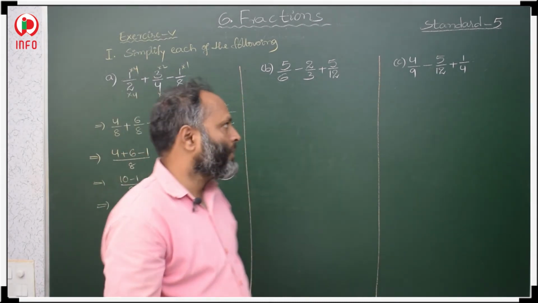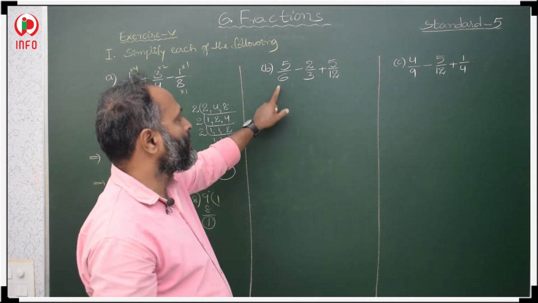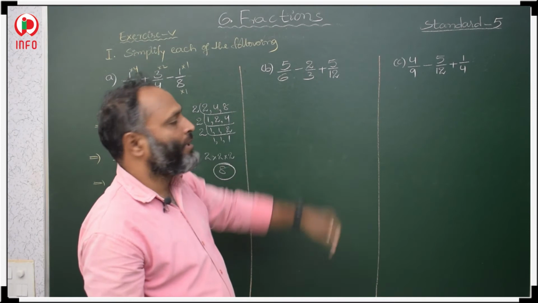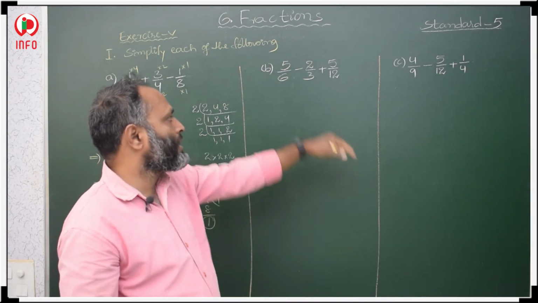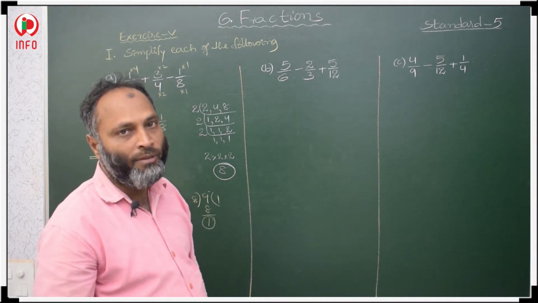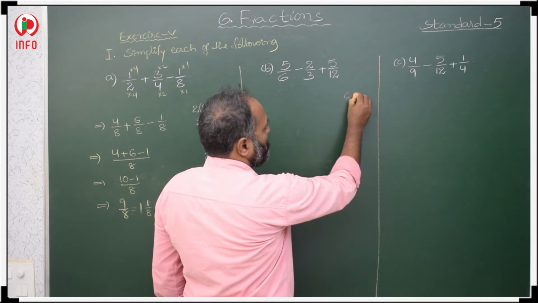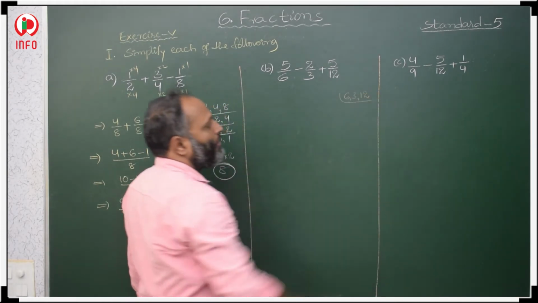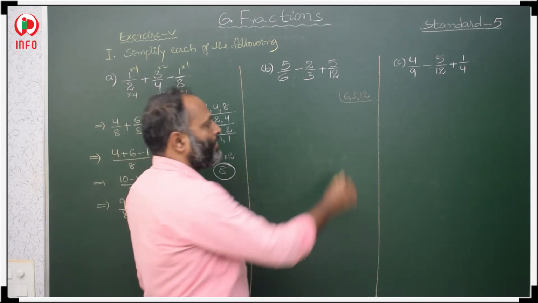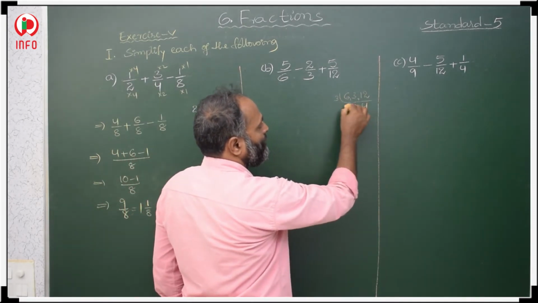Okay. Now, next the second question, 5 by 6 minus 2 by 3 plus 5 by 12. First what we have to do is convert all these fractions into like fractions. For that we have to take the LCM of the denominators, 6, 3 and 12. So, these are all divisible by 3, then 3 2s are 6, 3 1s are 3, 3 4s are 12.